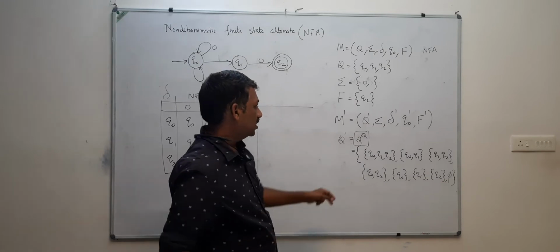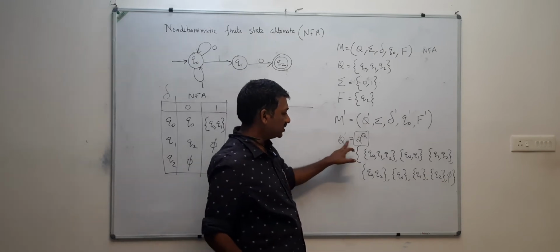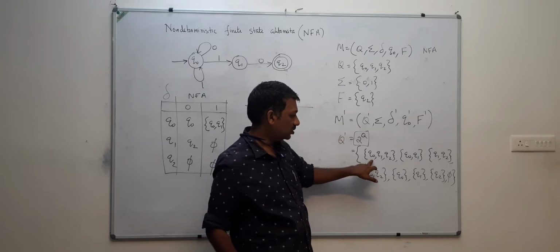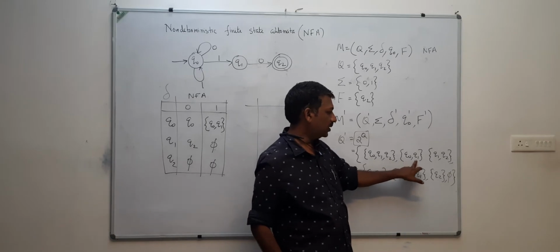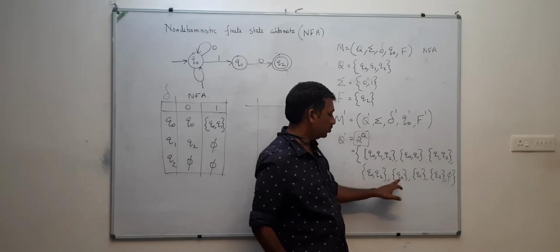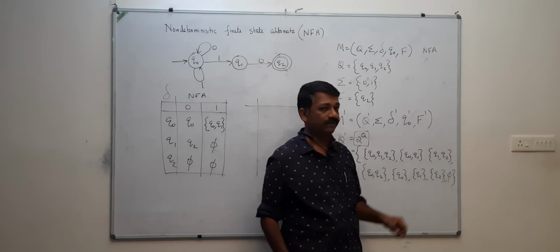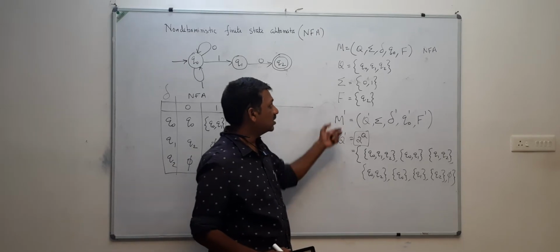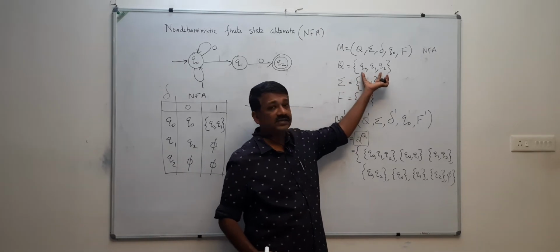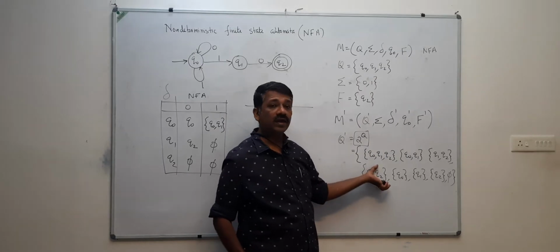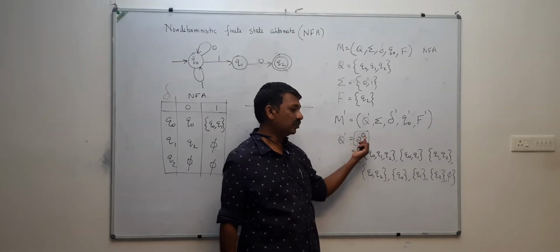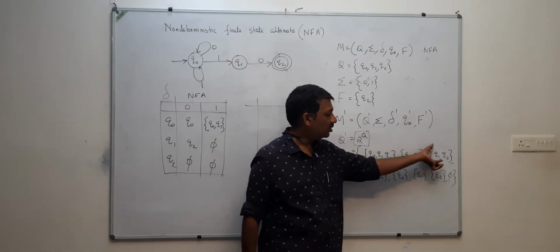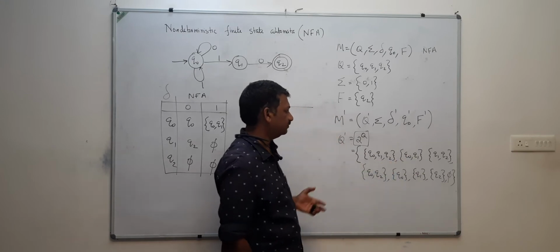Okay, that means the power set of Q, which is represented by Q dash, is the set {Q0, Q1, Q2, {Q0, Q1}, {Q1, Q2}, {Q0, Q2}, {Q0, Q1, Q2} and ∅}. And this is the new set of states. So here we have only 3 states, and here you have 8 states: 2 raised to n, the power set having 2 raised to n number of elements. These are the new states for the DFA.